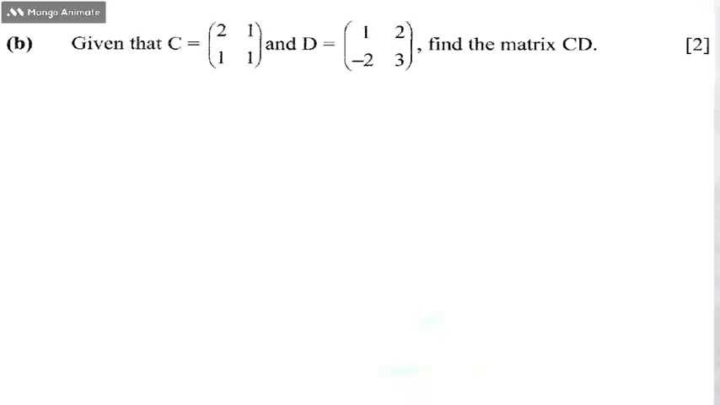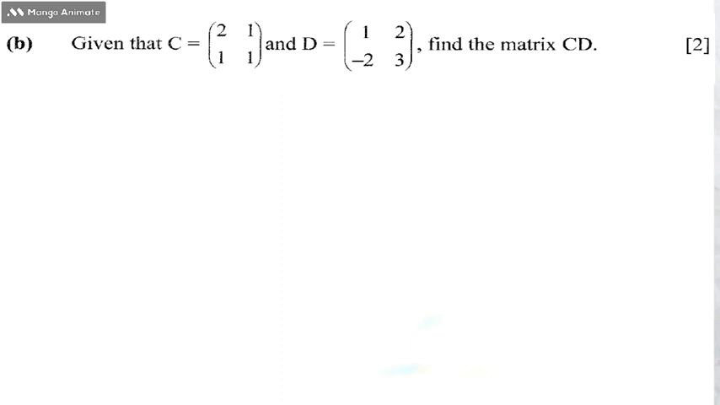Okay, question 7b was as follows. Given that C is equal to [2, 1; 1, 1] and D is equal to [1, 2; -2, 3], find the matrix CD. Okay, so how do we multiply matrices? When they say find the matrix CD, they want you to multiply matrix C by matrix D.